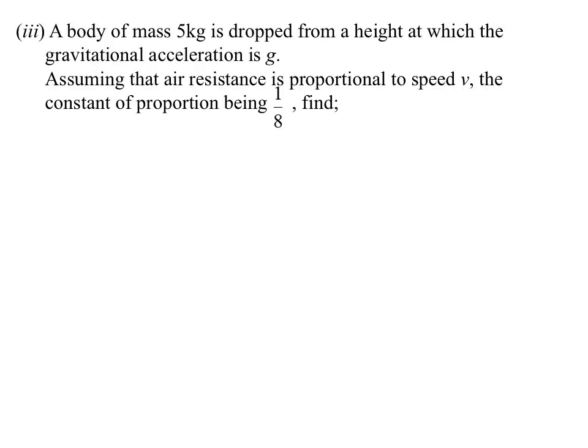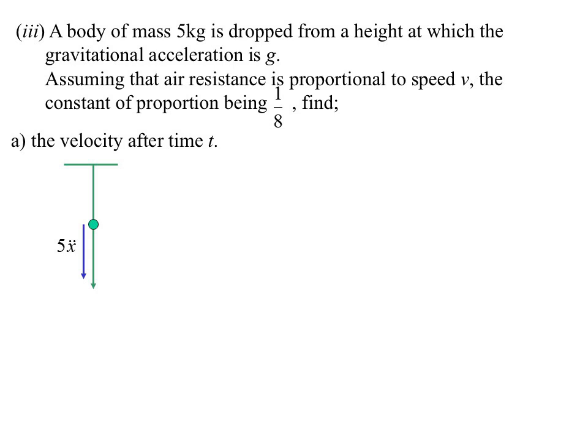Well, let's do one where we're going down. A body of mass 5 kilos is dropped from a height at which the gravitational acceleration is g. Assuming air resistance is proportional to speed, with that constant of proportion being 1 on 8, find the velocity after time t. So we're going down. I'm going to define down as my resultant force.